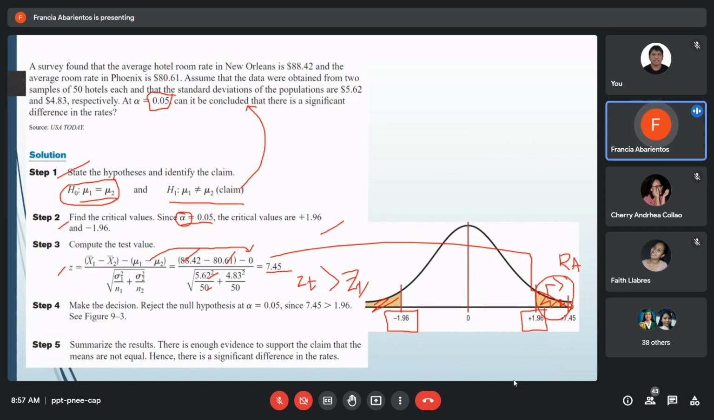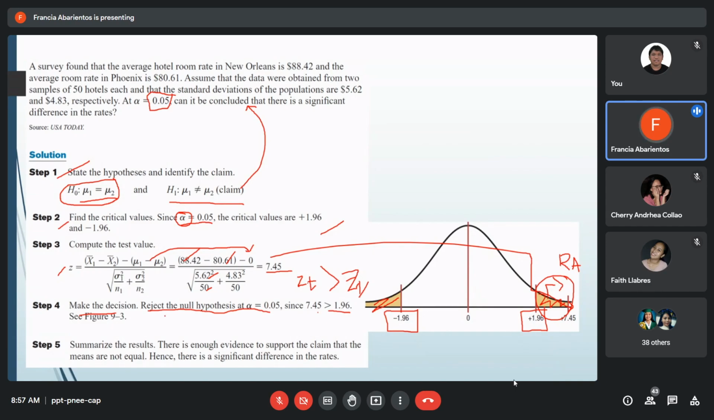So, we will now make the decision. We reject the null hypothesis at a given alpha, which is 0.05, since the computed or the test value is greater than the critical value.